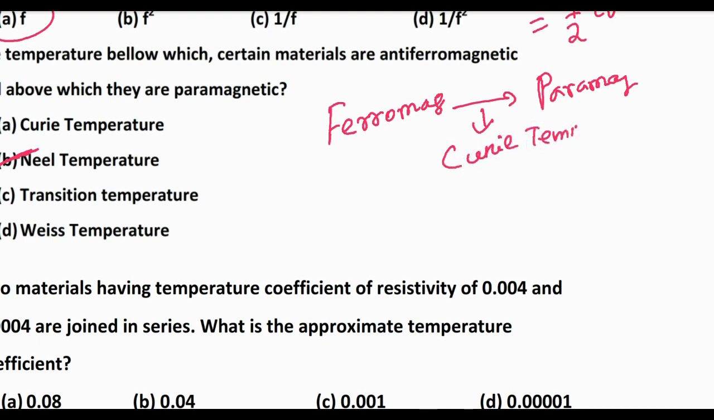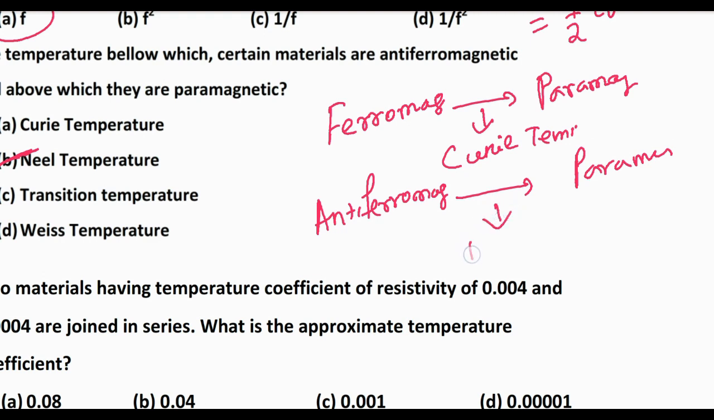Similarly, if antiferromagnetic materials are converting to paramagnetic, then this is called the Neel temperature. The Curie temperature is also used for ferroelectric materials. If ferroelectric materials are converting to paraelectric materials at a certain temperature, then this temperature will be the Curie temperature of that material.